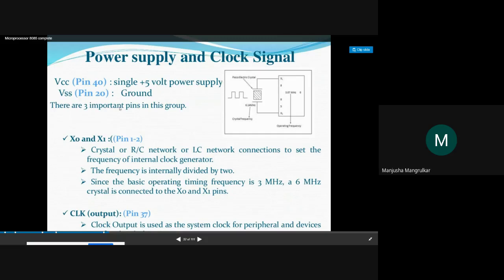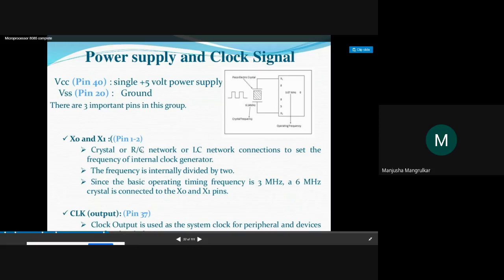And there are 3 important pins in this group, that is X1, X0, right? These are the crystal pins. Your microprocessor has X1 and X0. It generates the frequency, using a crystal oscillator. The crystal frequency used is 6.14 megahertz. It generates a frequency of 6.14 megahertz, divided by 2, which means your microprocessor will work at 3.07 megahertz operating frequency, right? So these are very steady frequencies.